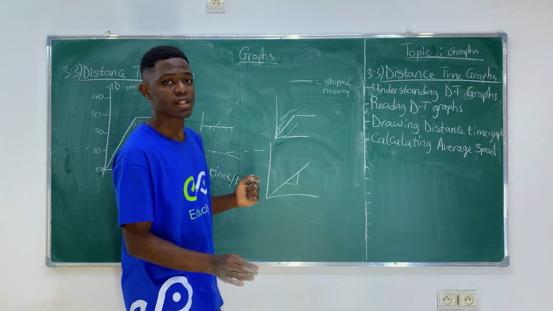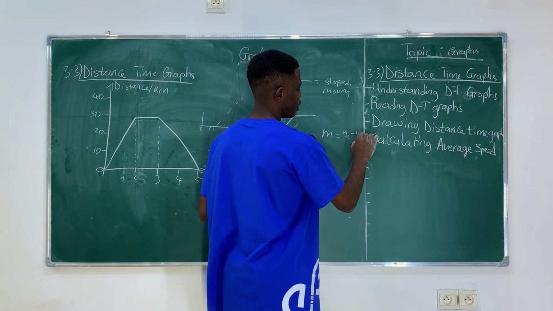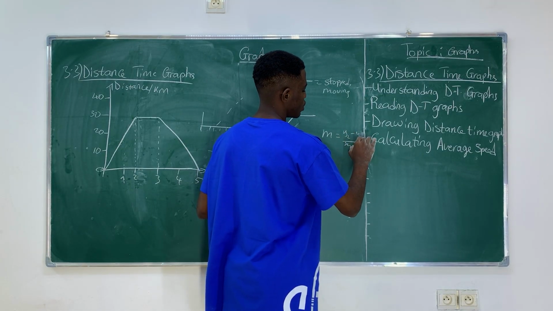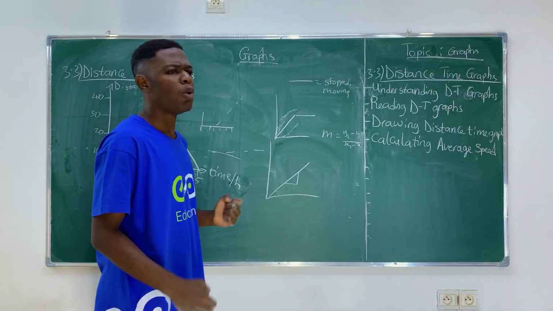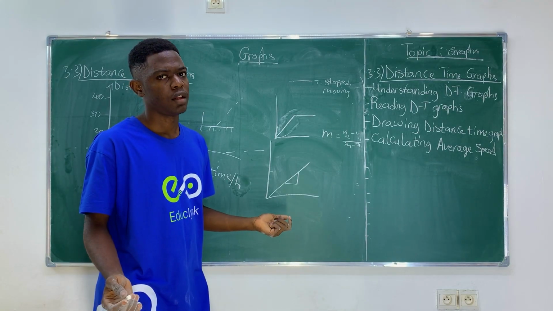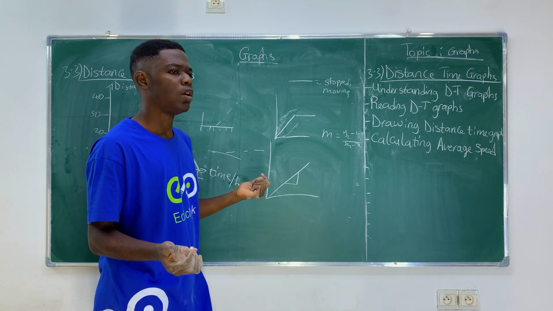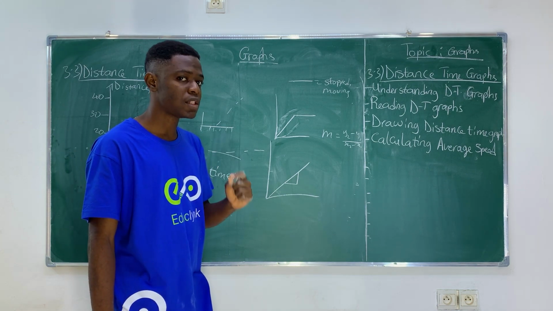But the formula remains the same. That formula of slope: m is equal to y2 minus y1 all over x2 minus x1. That is the same formula. But why should we find the slope in a distance time graph? Why do we find the slope? Because the slope of a distance time graph gives the speed.